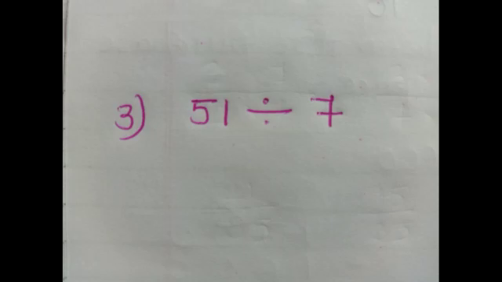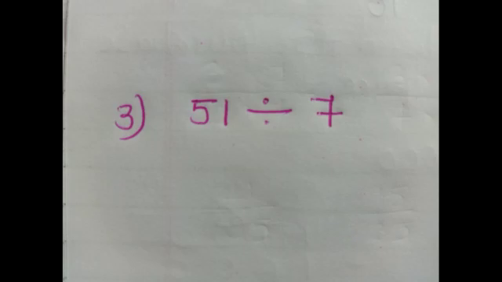So students, we have to find the number which is less than 51. Let us say the table of 7. 7 ones are 7, 7 twos are 14, 7 threes are 21, 7 fours are 28, 7 fives are 35, 7 sixes are 42, 7 sevens are 49, 7 eights are 56. Now 56 is greater than 51, then the lesser is 49. So it is 7 sevens are 49.